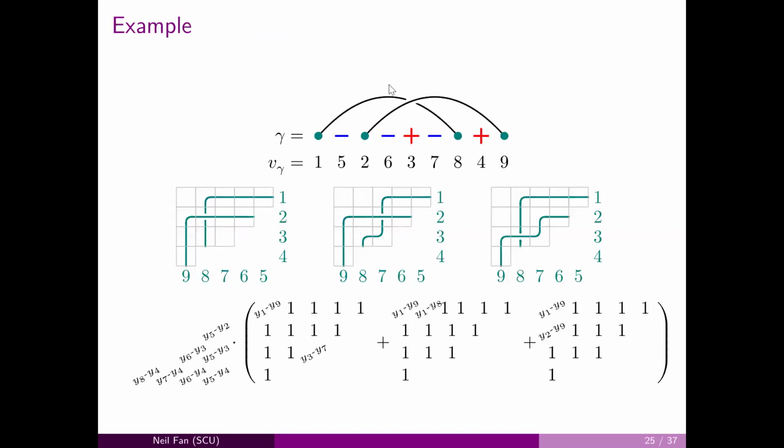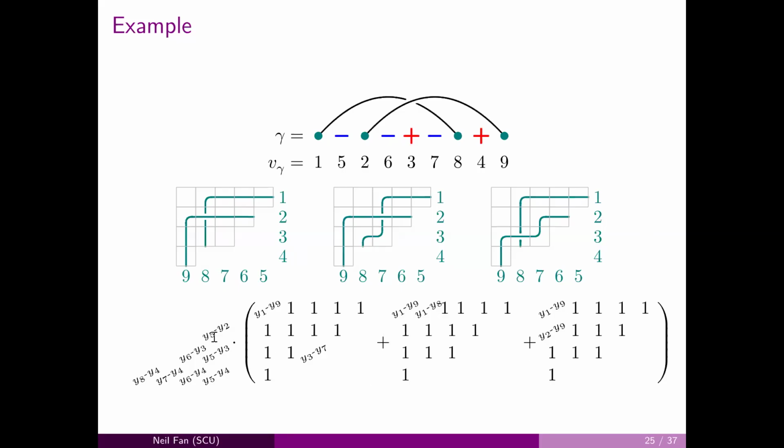This is the Klein, and this is the v gamma. We label the left endpoints and plus times first: 1, 2, 3, 4. And there are 3 BPD fragments. The weight of this empty tile is y1 minus y9, and this is y3 minus y7. So these 3 factors correspond to the Klein polynomial.